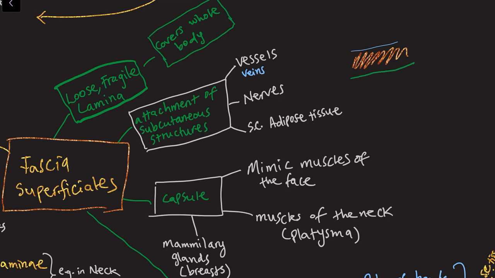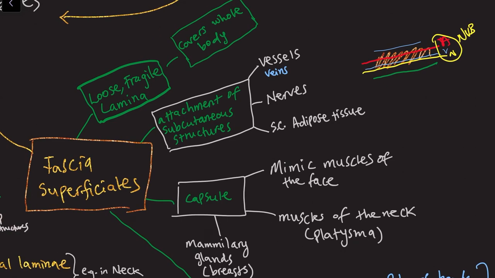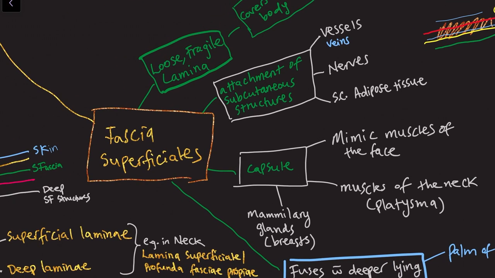And then you have here the artery, and then you have the vein, and then you have the nerves, right? So you have the neurovascular bundle. Now, these are usually attached, right? The attachment of subcutaneous structures. So these structures usually have an attachment on the fascia superficialis, right? The subcutaneous adipose tissue, the nerves, the vessels, veins and arteries, they are connected to the fascia superficialis.